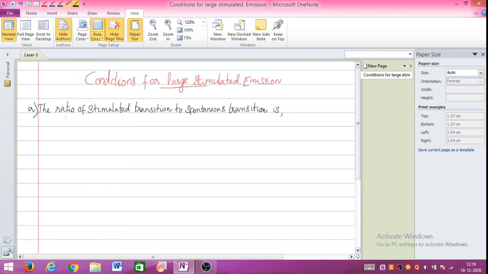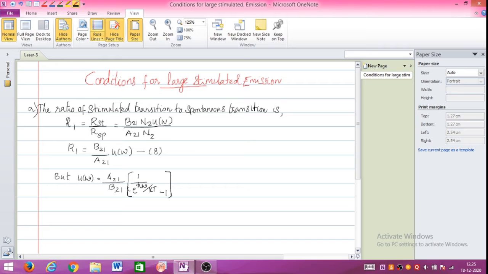First, the ratio of stimulated transmission to spontaneous transmission is R1 equals R stimulated by R spontaneous, which is B21 into U omega by A21 N2. From this we can write R1 equals B21 by A21 U omega. Let this be equation number 8.